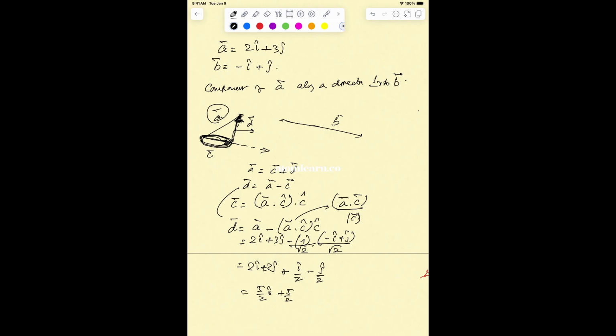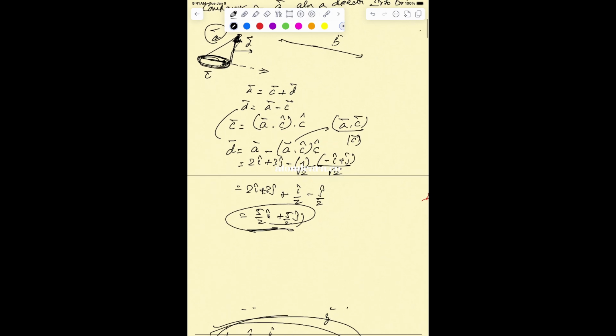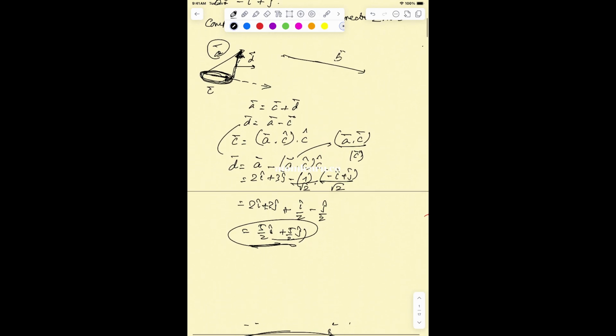This is the component along a direction perpendicular to the B vector. Okay, understood? Now this completes this exercise. There is a concept involved in the vector products, right? Therefore we are now ready to do problems and understand how to apply the knowledge we have gained. We will now start doing problems.